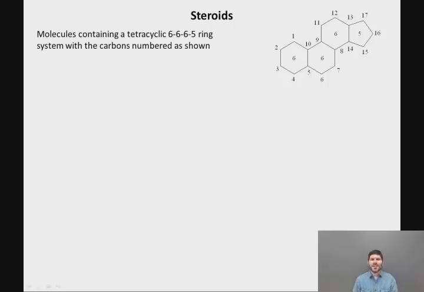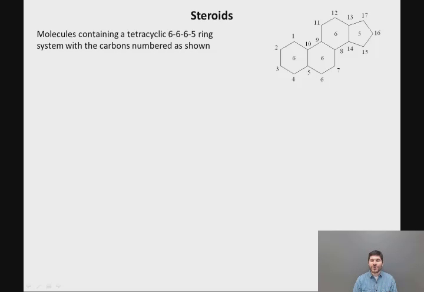We now consider the class of lipids known as the steroids. And steroids, by definition, are molecules containing a tetracyclic 6-6-6-5 ring system in the orientation shown on the right side of your screen. And there are 17 carbons in this core ring system.